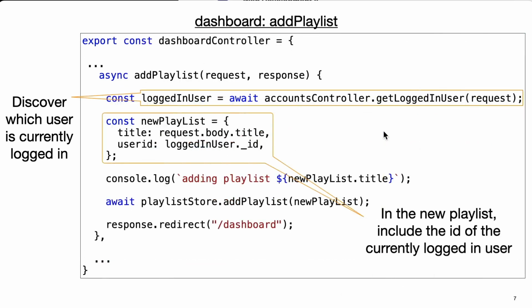Similarly, for, let's say, adding a playlist, the first thing we will do is figure out who is the logged in user, and then we will use the ID of the logged in user as the user ID in the playlist object we are creating. You can see that in action here. Previously our playlist just had a title. Now it has also the ID of the logged in user. So that's basically it. It's very simple. What we have to do now is figure out how we know who is currently logged in.